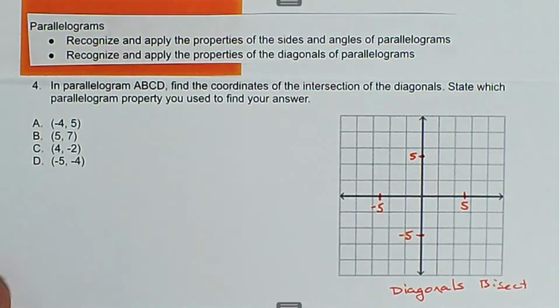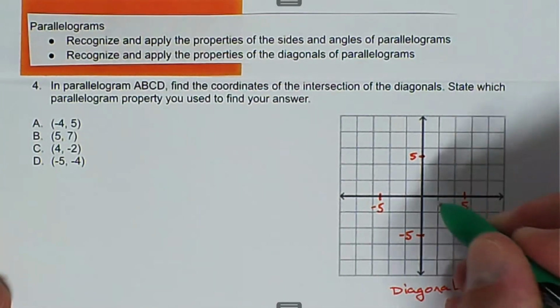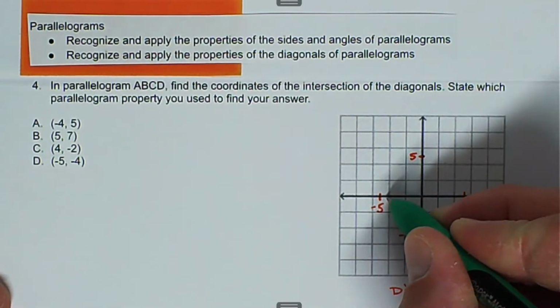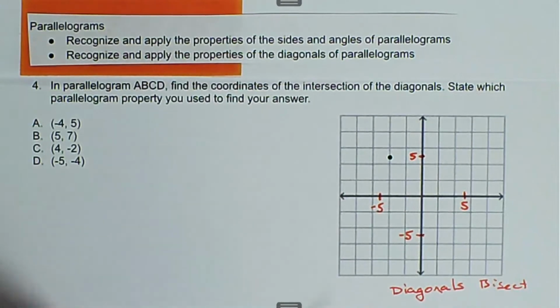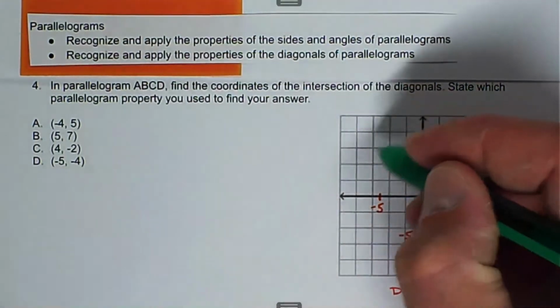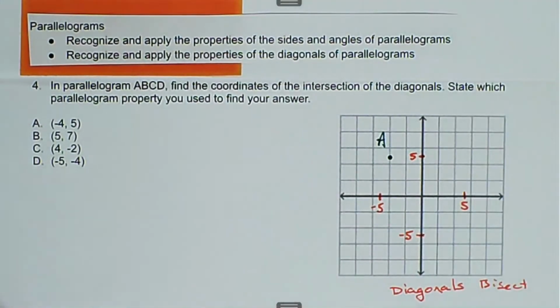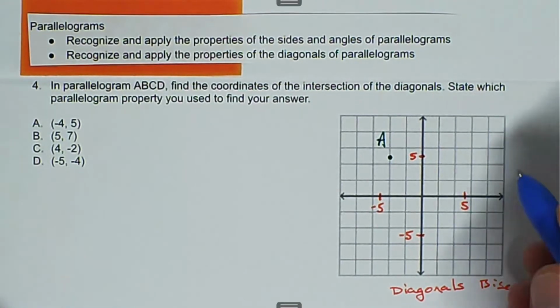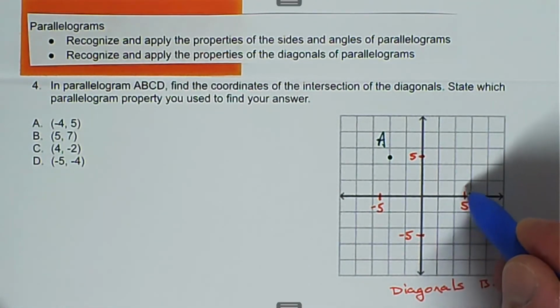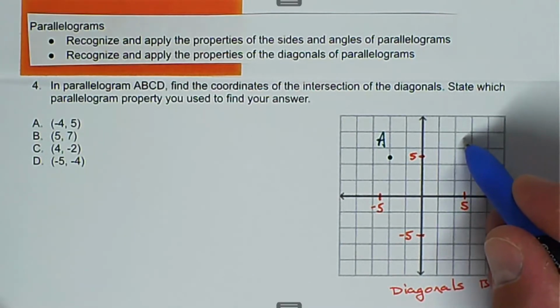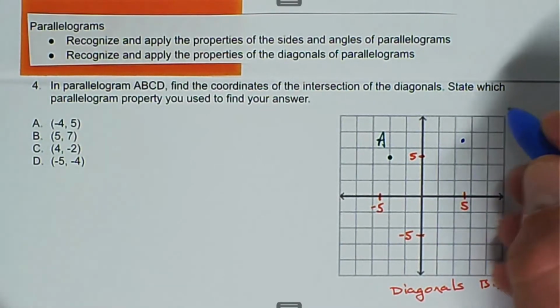So I'm going to plot the points, and we have A is at negative 4, positive 5. So it's right there. That's going to be point A. B is at 5, 7. So we're going to go for B over 5 and then up 7. So right in the middle right there, that's going to be B.